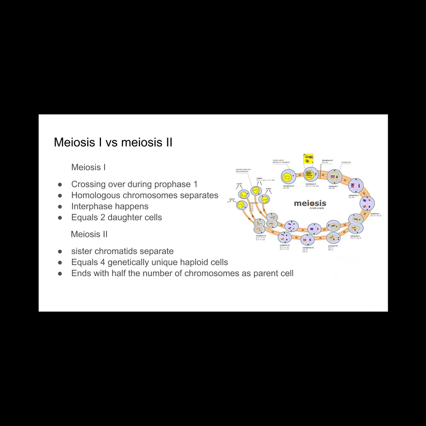Meiosis 1 versus meiosis 2. In meiosis 1, crossing over occurs during prophase 1. Homologous chromosomes separate and interphase happens. This results in 2 daughter cells. Meiosis 2 is when sister chromatids separate. This results in 4 genetically unique haploid cells and ends with half the number of chromosomes as the parent cell.